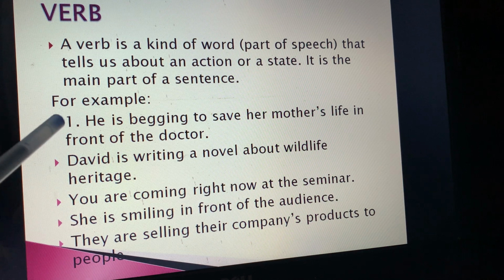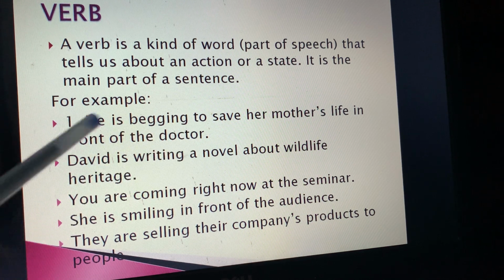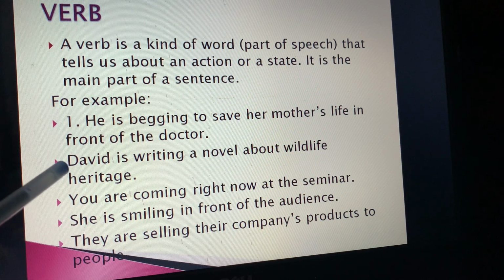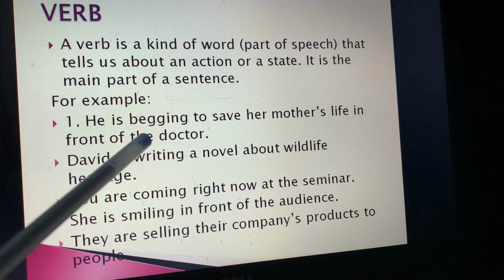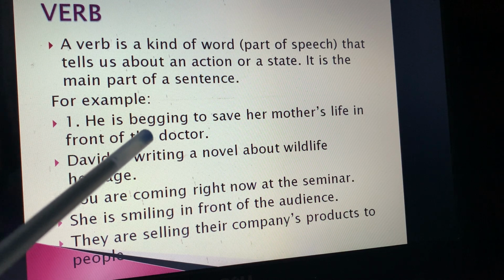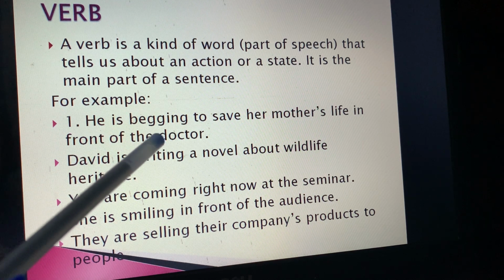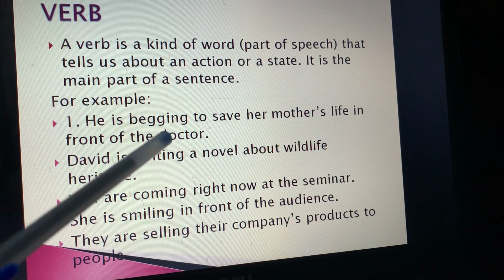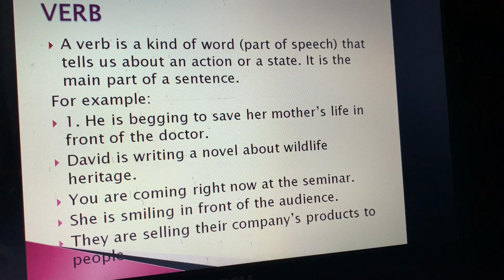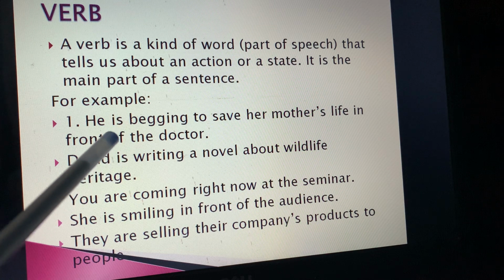Fine. So let's start. He is begging to save her mother's life in front of the doctor. Now what action is the person performing? He is begging. Begging means bhik mang raha. Is begging. So is begging is the verb. What is the main verb over here? Begging. And is the helping verb. I hope you all have read about the helping verbs. Is, am, are, was, were, has, have, had, will, shall. These are the be forms of verb also. We call them the be forms of verb. Fine. So over here, what is the verb? Is begging is the verb.